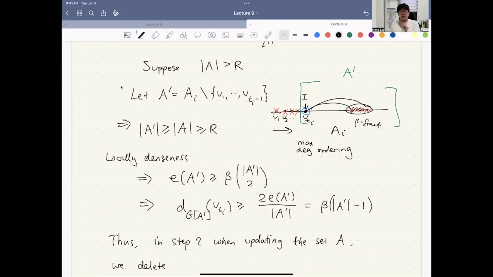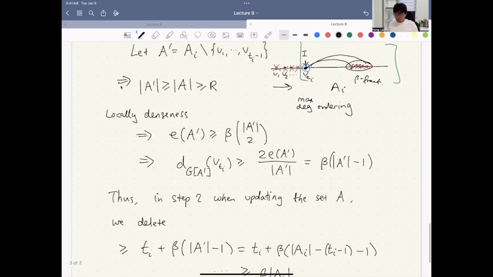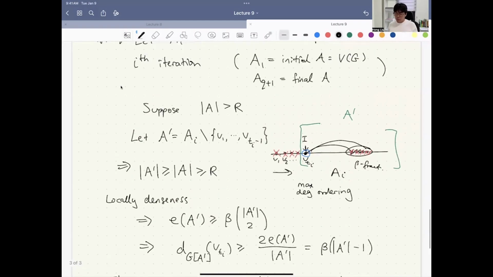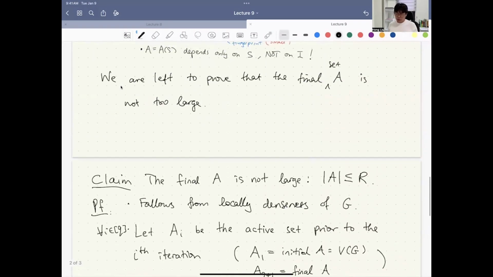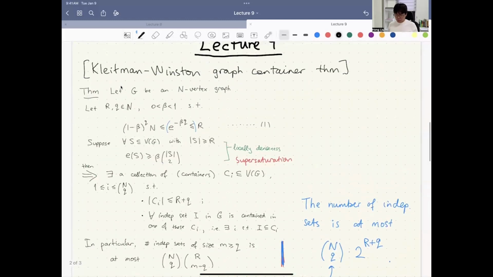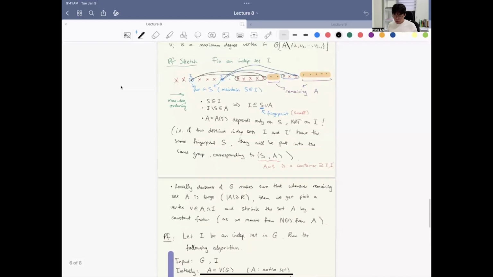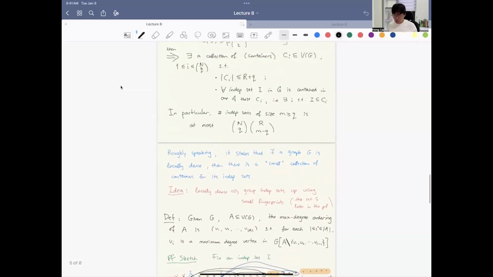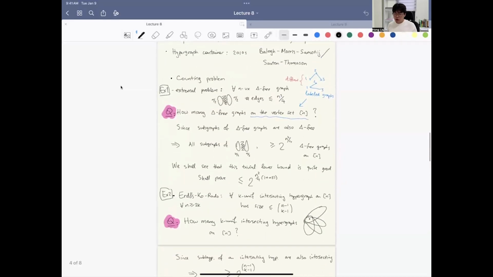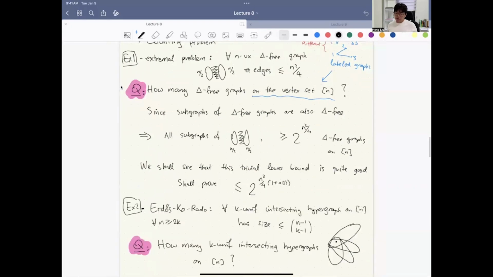The first application is, as I said, counting problems. So the first counting problem we're going to look at, we've mentioned counting problems. For example, we can count how many triangle-free graphs there are, and any extremal problem you can ask for is a counting problem. And we can also ask, for example, EKR is the extremal result.